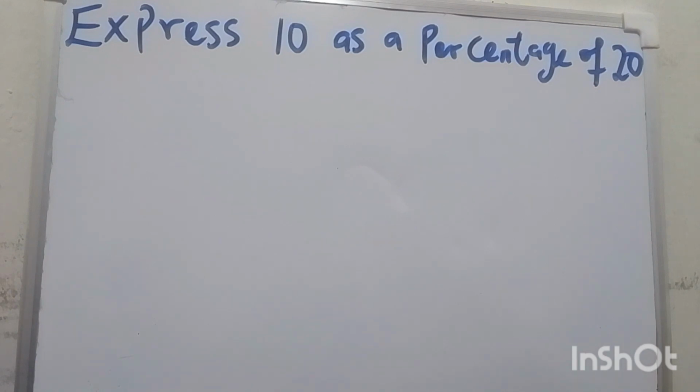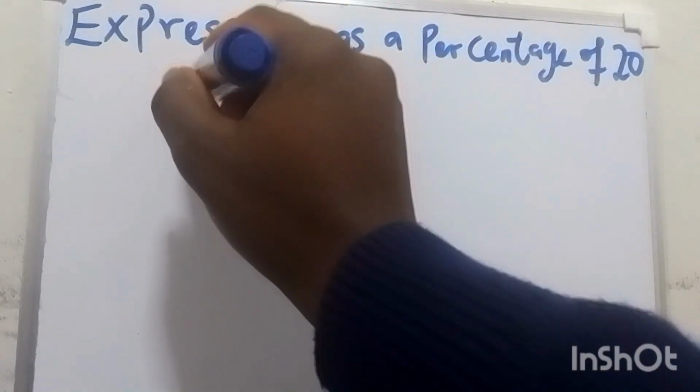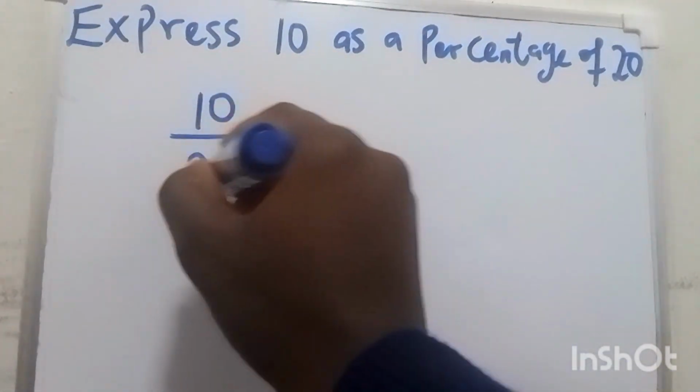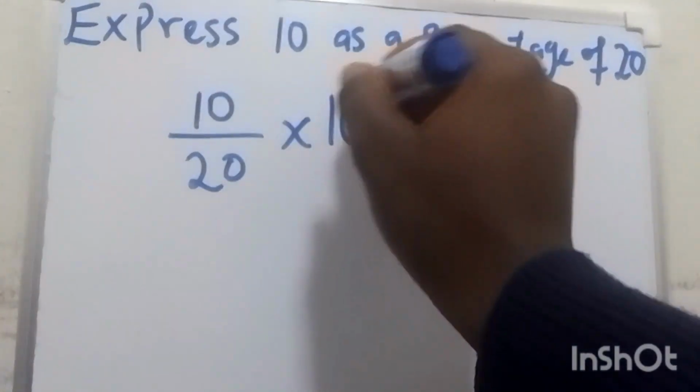Okay, this is another type of question in percentage. I don't know if you have come across this kind of question before. It says express 10 as a percentage of 20. That is expressing a quantity as a percentage of another quantity. So we have it as 10 divided by 20 multiplied by 100%.